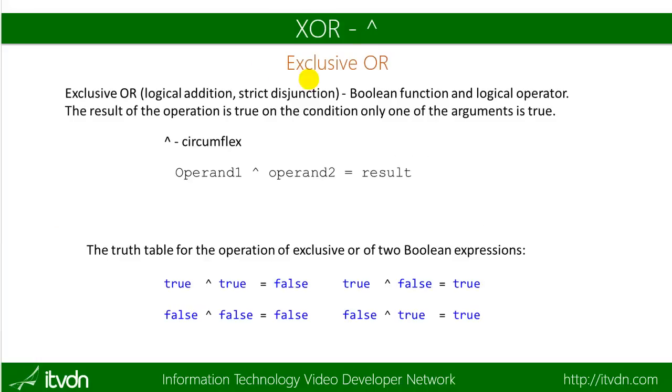We have exclusive OR. We use the circumflex, you remember. First argument, second argument, and our result. True, true, we get false. False, false, false. True, false, true. False, true, true. In this case, if one of them is different, then we get true. If both of them are the same, then we get false.